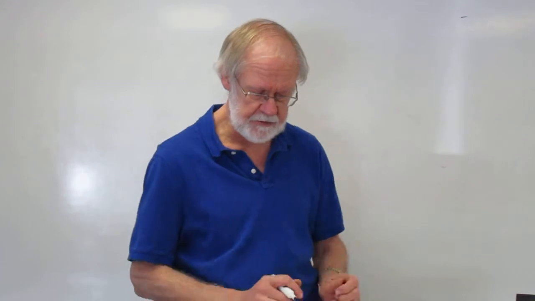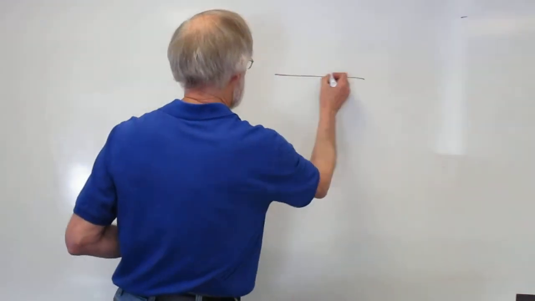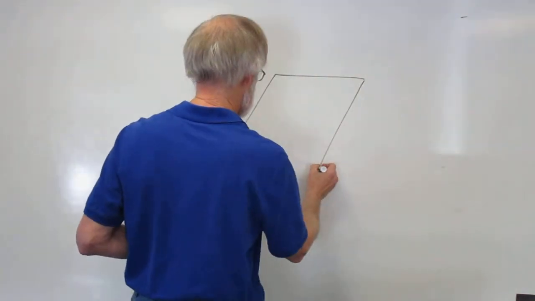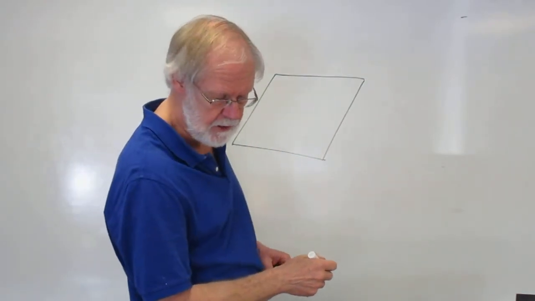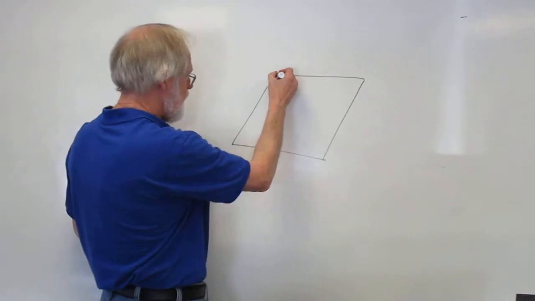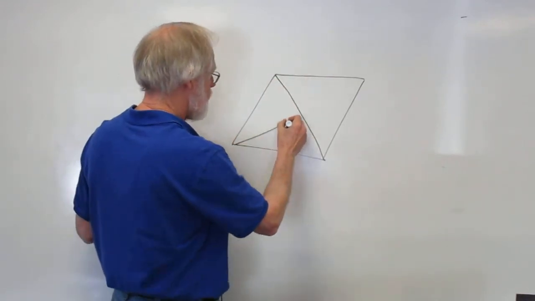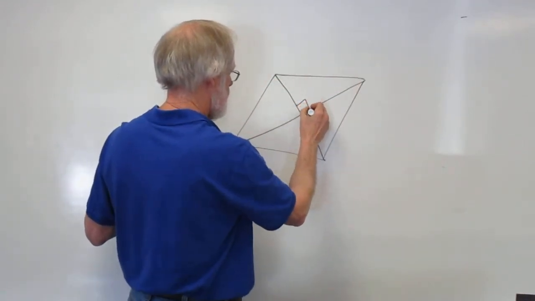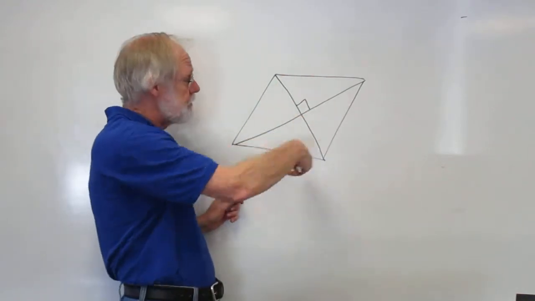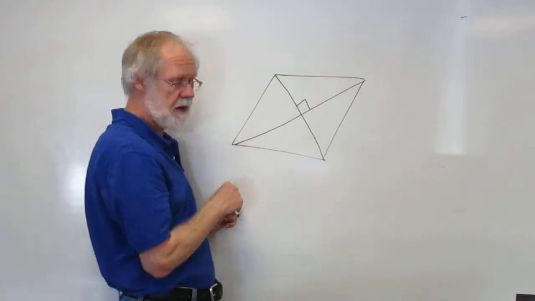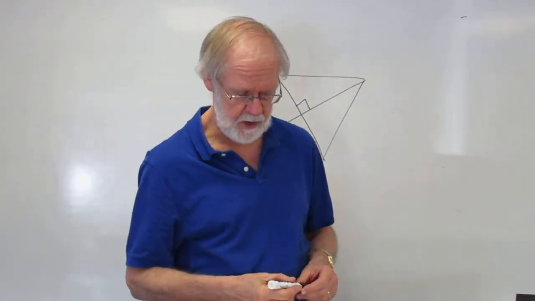The first one is a theorem. A parallelogram is a rhombus if and only if its diagonals are perpendicular. So here is a parallelogram, and if its diagonals meet at right angles, right here, then it's a rhombus. Okay? So you don't have to know that the sides are congruent. As long as the diagonals are perpendicular, then it has to be a rhombus.